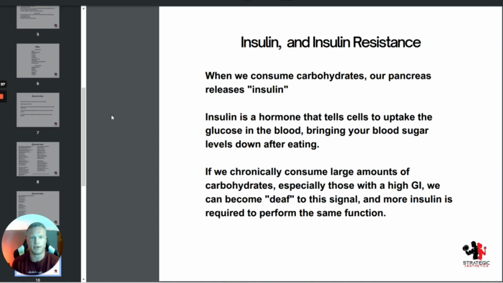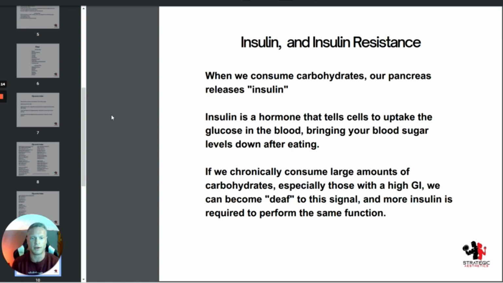Okay, so insulin and insulin resistance. When we consume carbohydrates, our pancreas releases insulin. Insulin is a hormone that tells cells to uptake the glucose in the blood and store it in skeletal muscle and in the liver. Once those stores are full, then it will be stored as body fat. So if we chronically consume large amounts of carbohydrates, especially those that are high on the GI scale, our pancreas has to continuously dump this insulin to stabilize our blood sugar.